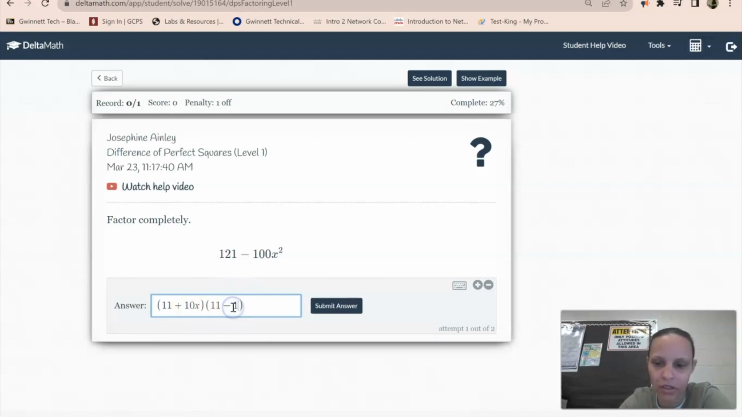So again, it is the square root of the first thing, which is 11, and the square root of the second thing, which is 10x, plus and minus. That's difference of squares. So what that means is, here's a negative. That's why it's called difference of squares. This is how your answer would look.